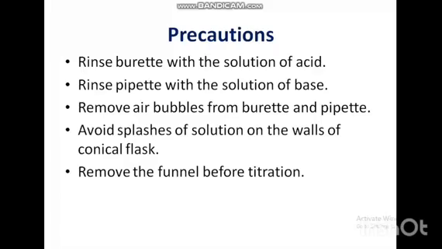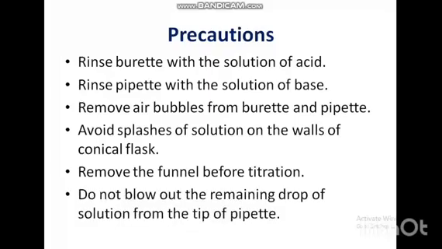Very, very important. Most students do not obey this particular precaution, removing the funnel before titration. Always remember to remove the funnel before titration. Do not blow out the remaining drop of solution from the tip of pipette.